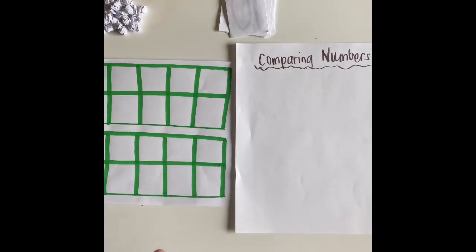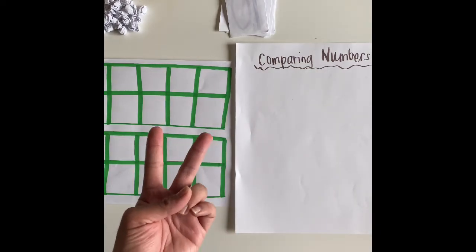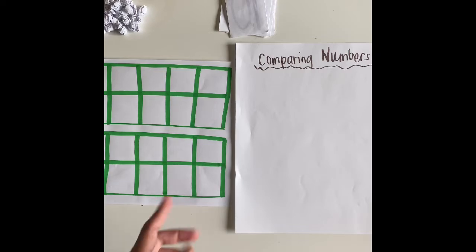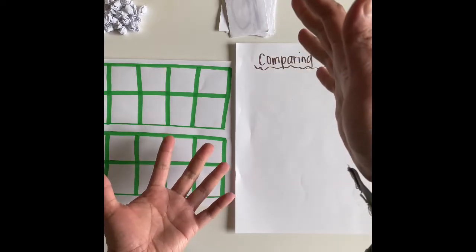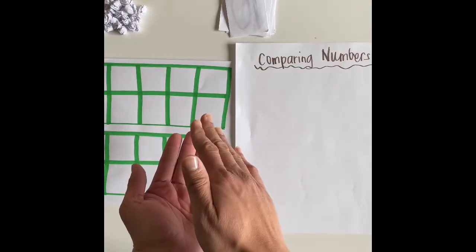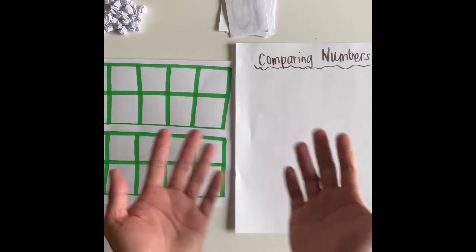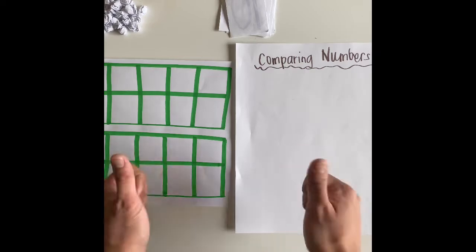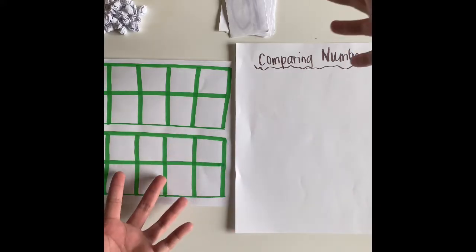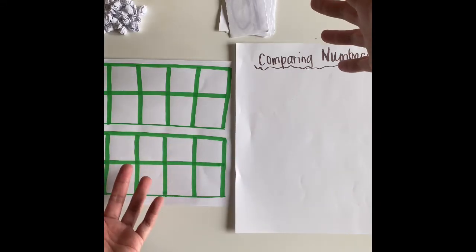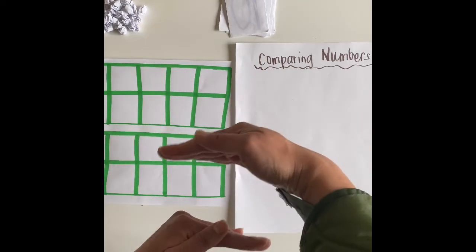Now, the objective of this game is to compare two values using your comparison symbols. Remember, comparing means we want to know which value is greater, which value is less, or if the values are equal. One more time, everyone say comparing. Comparing means we want to know which value is greater and which value is less, or if the values are equal.